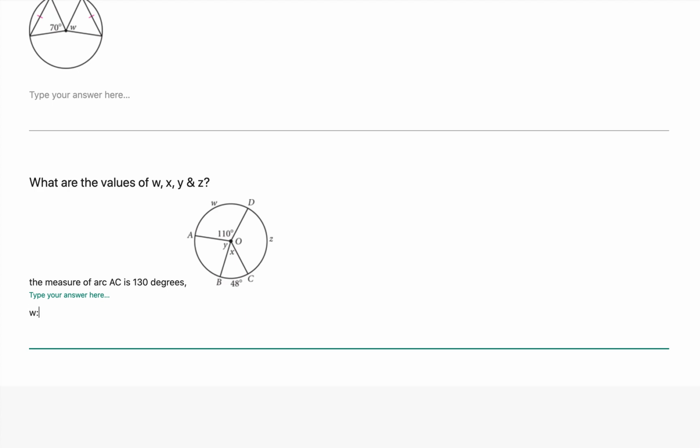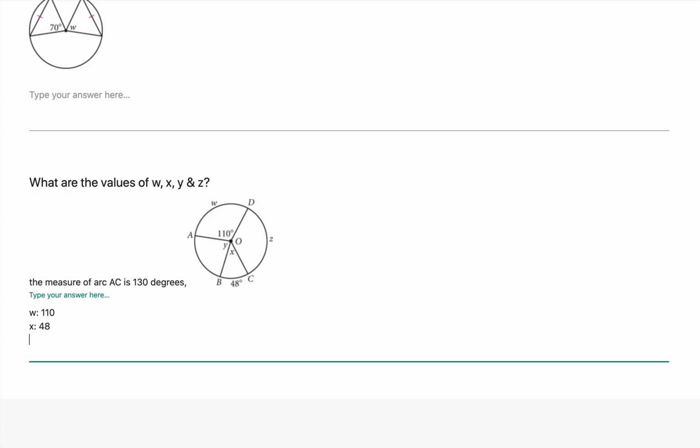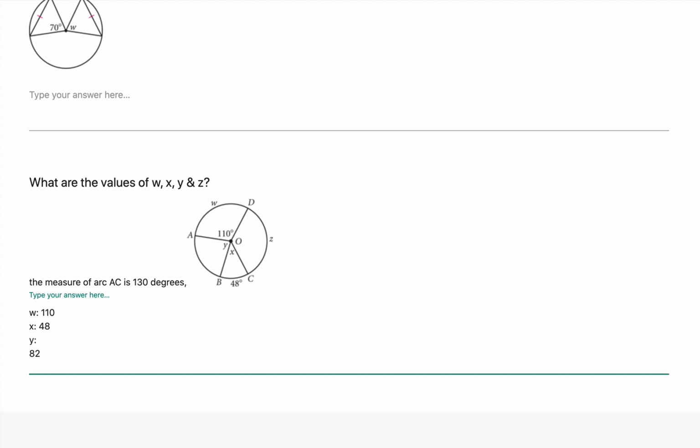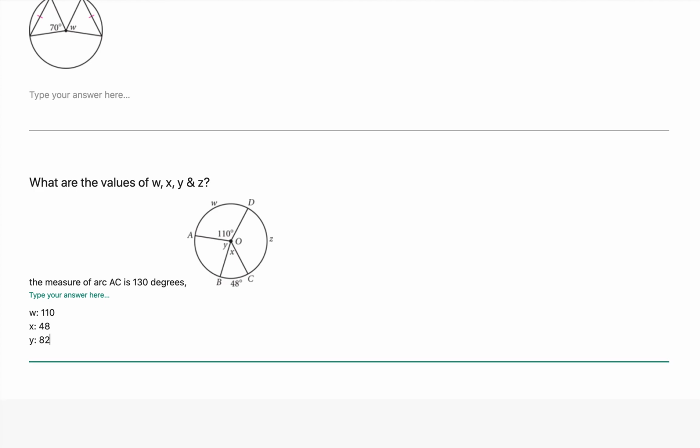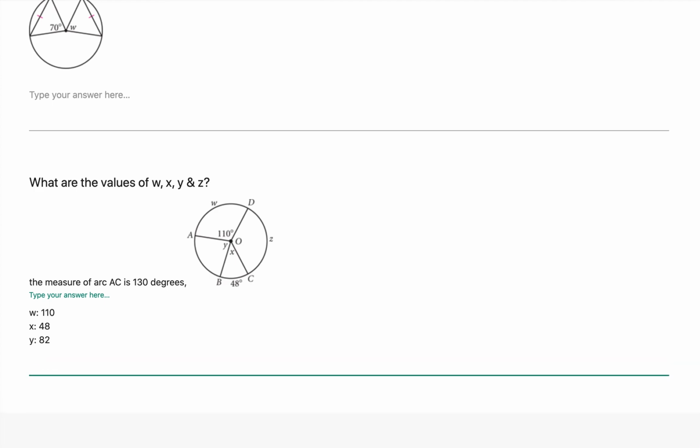So W is going to be 110 degrees. X is 48 degrees. Y is 82 degrees. And Z is 120 degrees. I'll walk you through how to do that really quickly.